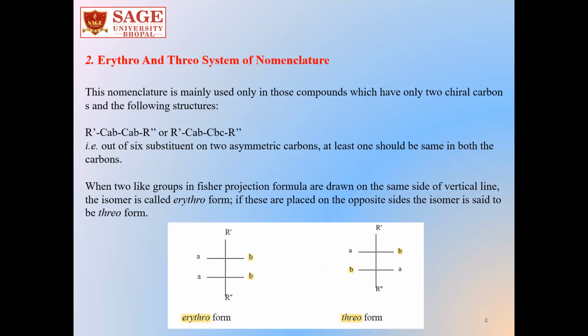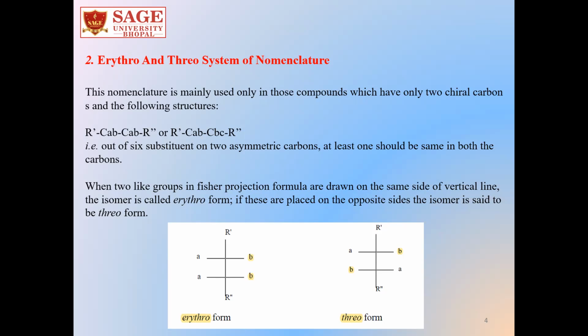Number 2 is the erythro and threo system of nomenclature. This nomenclature is mainly used only in those compounds which have only 2 chiral carbons and the following structures. It can be R' CAB CAB R'' or R' CAB CBC R''. That is, out of 6 substituents on 2 asymmetric carbons, at least one should be the same in both the carbons.